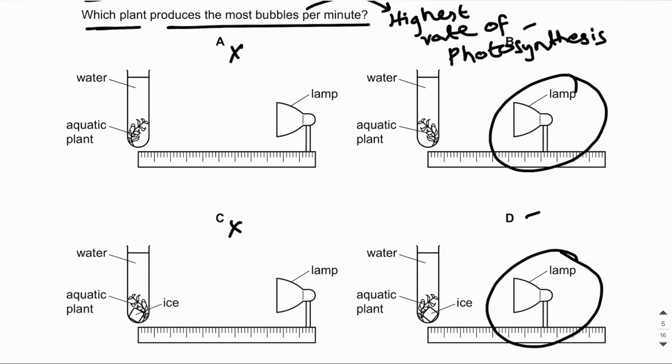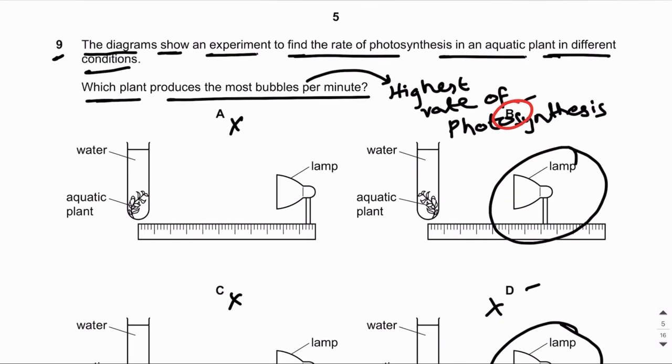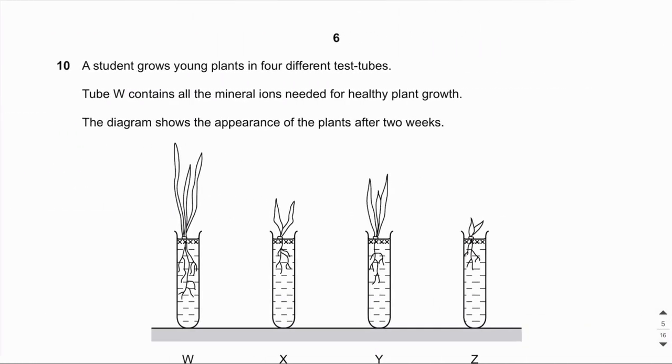Moreover, you can see that in D, there is ice added to the water containing the aquatic plant. So ice basically reduces the temperature. So over here, D will be wrong because rate of photosynthesis will be low due to low temperature. However, there is high light intensity, but temperature is lower. So B is the right option with high light intensity and high temperature, right? Let's move on to the next MCQ, that is MCQ number 10.